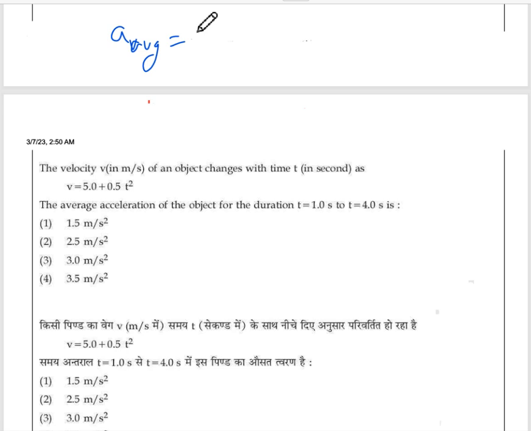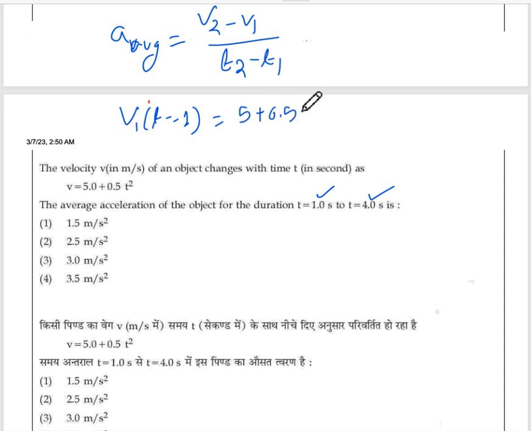So it will become change in velocity by change in time, v2 minus v1 by t2 minus t1. So we have to find the velocity when t equal to 1 second, and also the velocity when t is equal to 4 second. So first we find v1. At t equal to 1 second, if we put in this equation, it will become 5 plus 0.5 into 1 square, which is 5.5 meter per second.